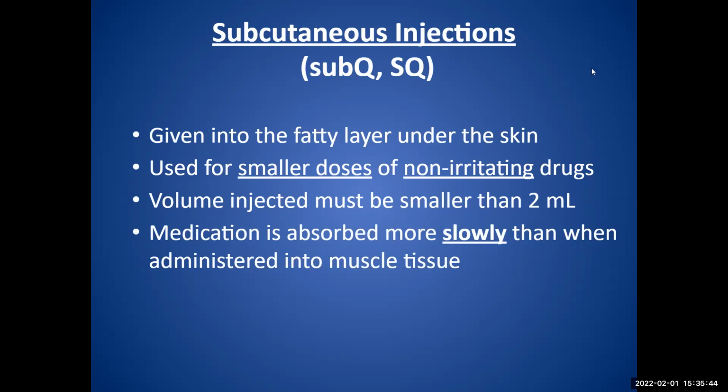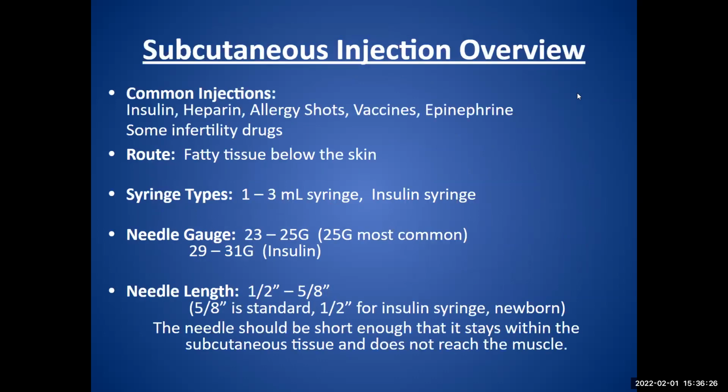Medication that's injected into the fatty tissue is absorbed much more slowly than when we administer into muscular tissue. This is really important to know, the differences of why we are giving something in the subcutaneous layer and why we are giving it in the intramuscular layer. Absorption is much slower in fatty tissue because there's very little blood flow to fatty tissue, and muscle tissue gets a lot of blood flow. So it's absorbed more quickly in the muscle.